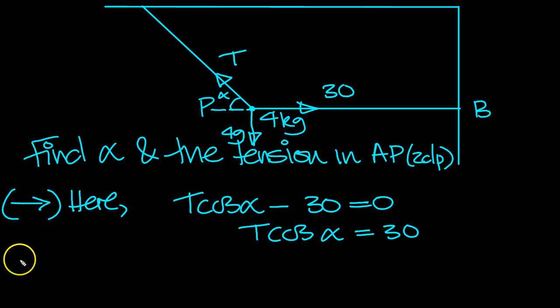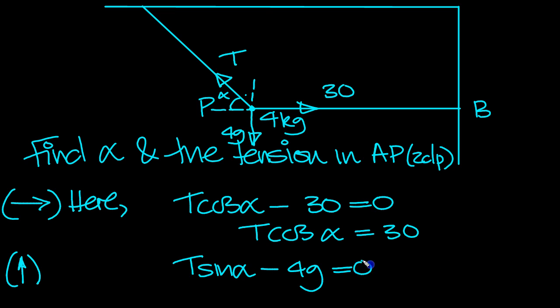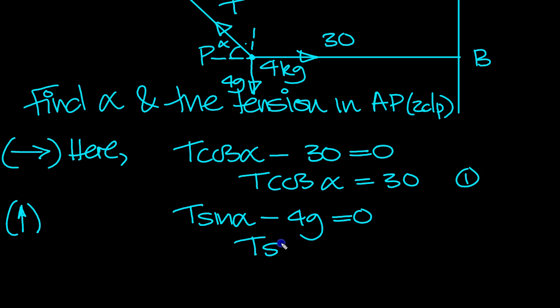And also, if we resolve vertically now then, we've got T cos of this angle, which will be the sine of this angle. So T sine alpha then, minus the weight 4G, again equals 0. So that tells us then that T sine alpha is equal to 4G, wasn't it? Move the 4G over, we get 4G.